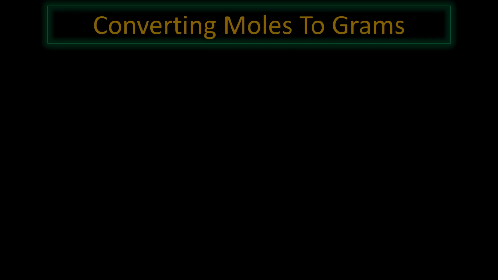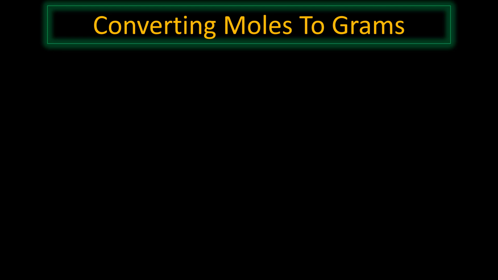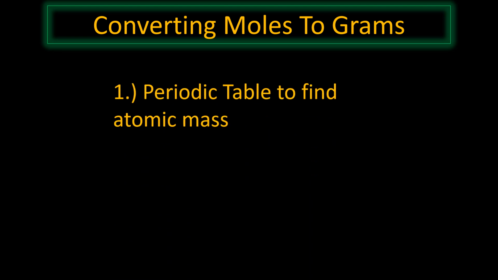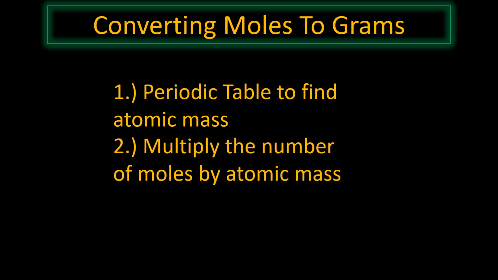Alrighty, the bell has rung and it is time for class. In this lecture, we're going to go over converting moles to grams. So, the first thing you're going to need is your periodic table to find the atomic mass. Then, you will multiply the number of moles by the atomic mass. Let's work through an example.